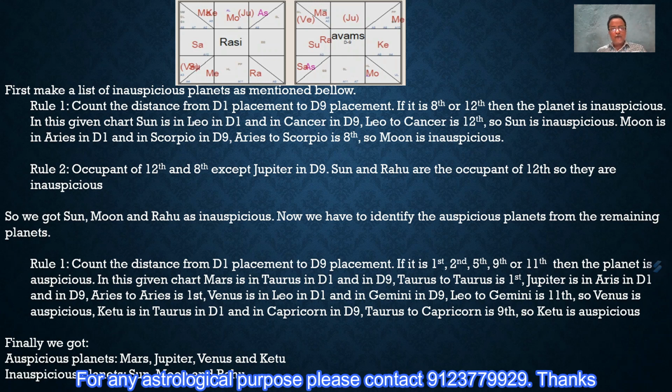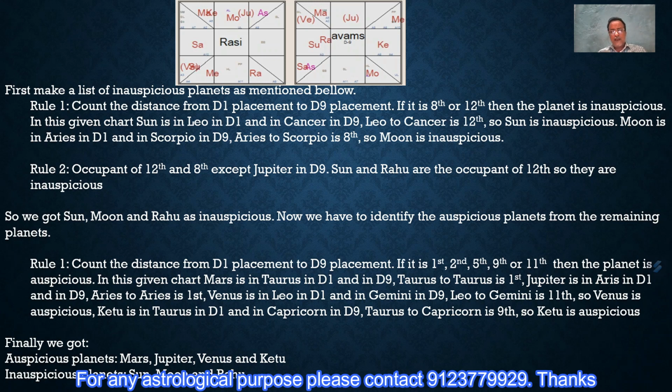Now, rule number 2. Occupant of 12th and 8th. Please exclude Jupiter in D9. You can see here, Sun and Rahu are the occupant of 12th in D9. Please follow my cursor. In D9, here is the ascendant, Sun and Rahu are here in 12th. So, the Sun and Rahu are the inauspicious planets. So, we got Sun, Moon and Rahu as inauspicious.